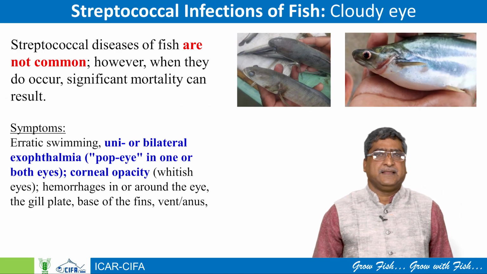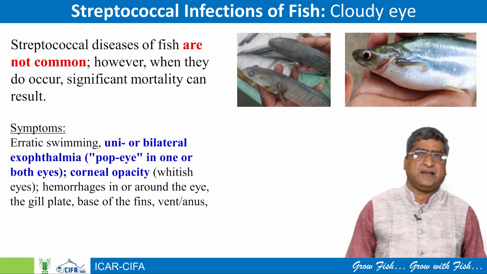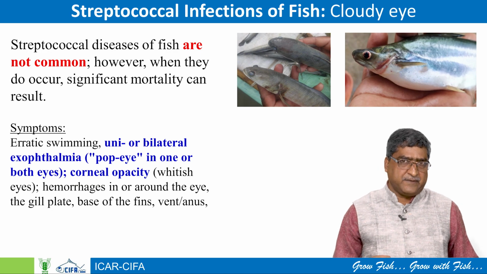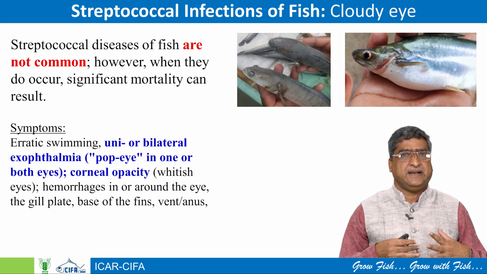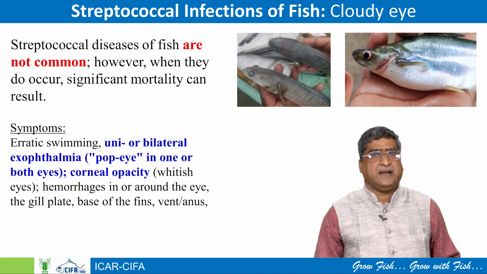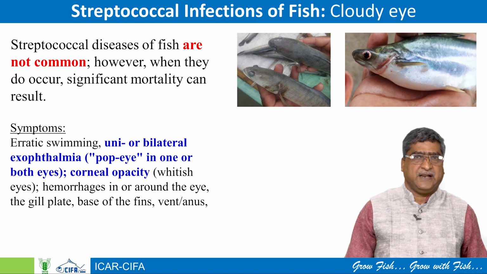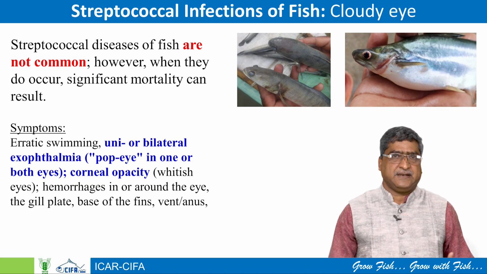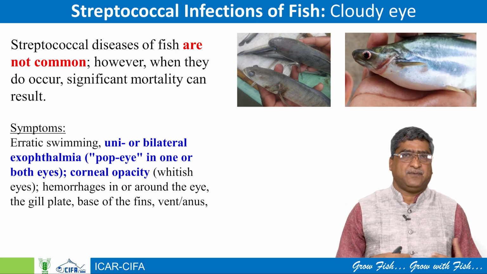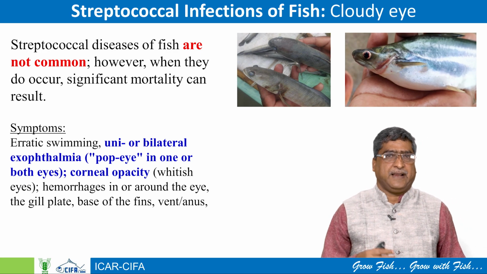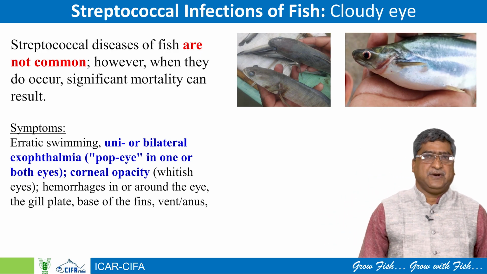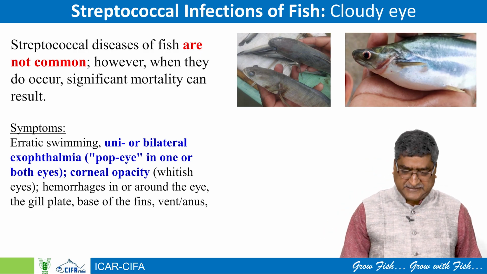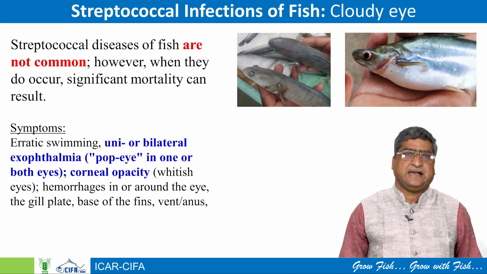Then another is the eye disease caused by streptococcal infection, or cloudy eye disease. The streptococcal diseases are not very common, but sometimes they happen, and when they happen, they cause a lot of mortality. We'll find erratic swimming, and one or both eyes are affected. We'll find Popeye, exophthalmia, corneal opacity, or hemorrhages on the cornea, in and around the eye, and other places on the body are common signs of the disease.